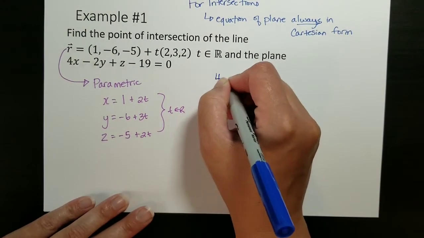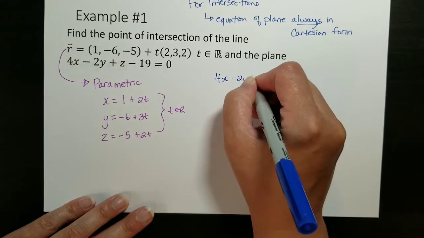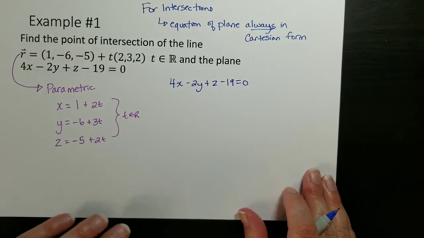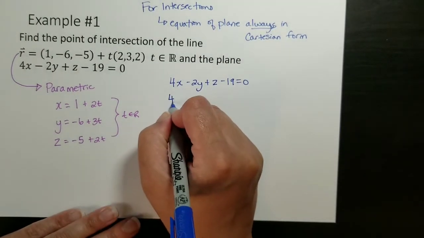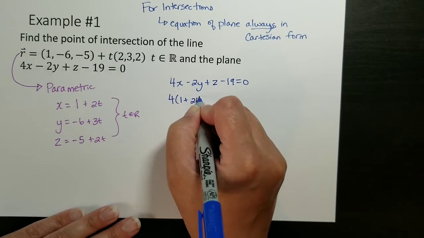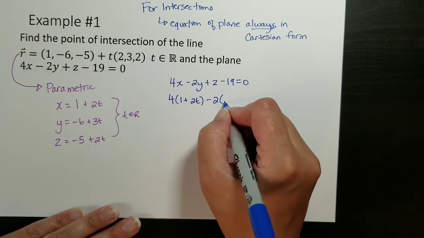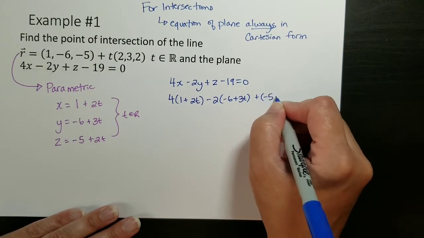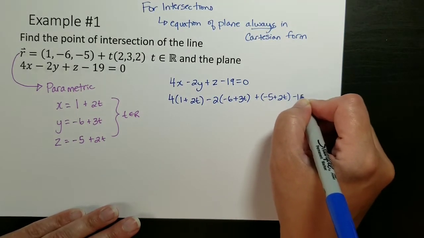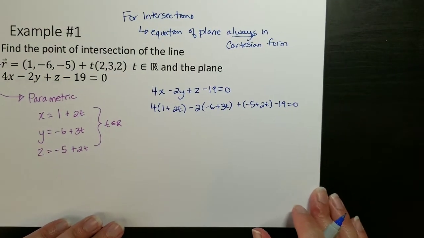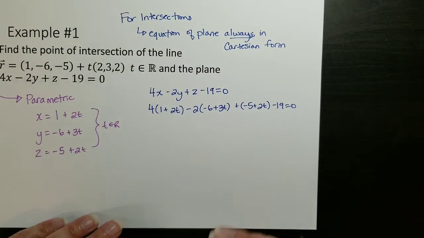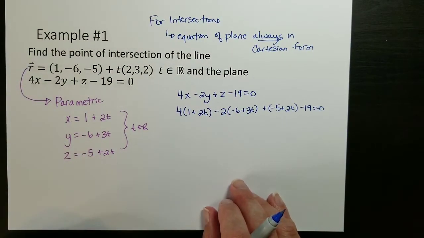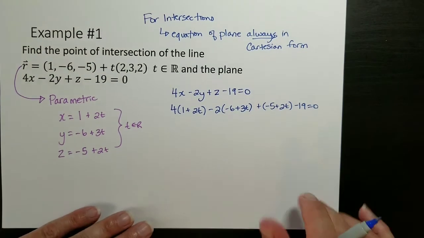So 4x minus 2y plus z minus 19 equals 0. And my x value, I had 1 plus 2t. Y was negative 6 plus 3t. Z was negative 5 plus 2t, and then I have minus 19 equals 0. So I'm just going to go through and solve this for t. Once I get a t value, I can go back to those parametric equations and put it in to find the x, the y, and the z.